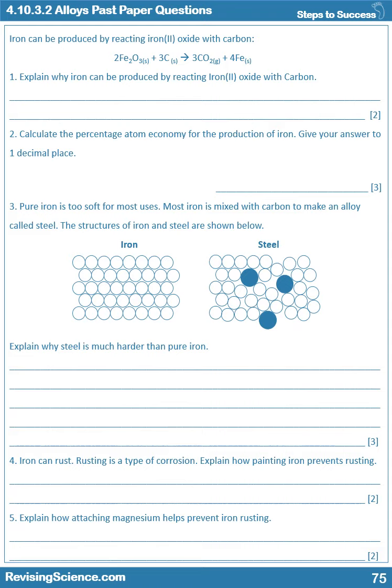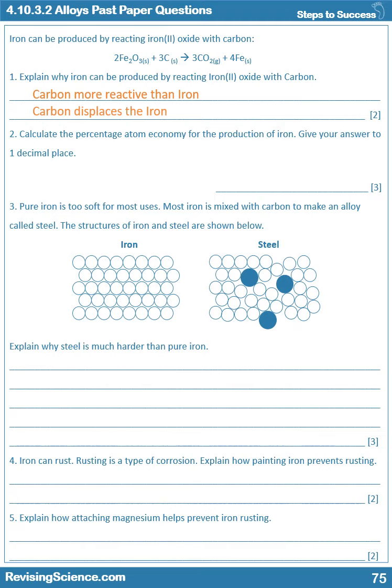In this video, we're going to be looking at the Chemistry Separate Science Booklet and the answers to pages 75 and 78. We'll start with page 75. Our first question gives us the reaction between iron oxide and carbon to produce iron. We need to explain why iron can be produced by reacting iron oxide with carbon. This reaction takes place because carbon is more reactive than iron.